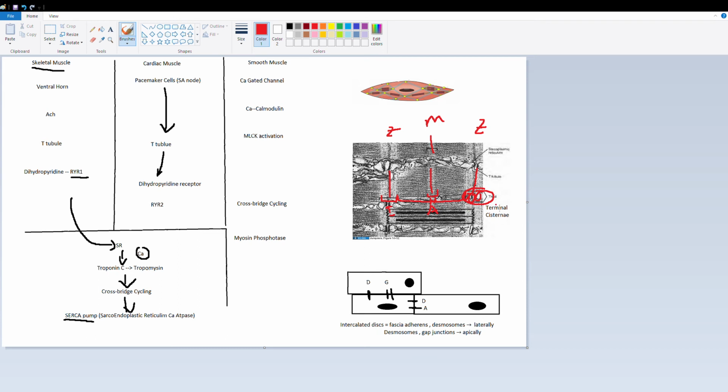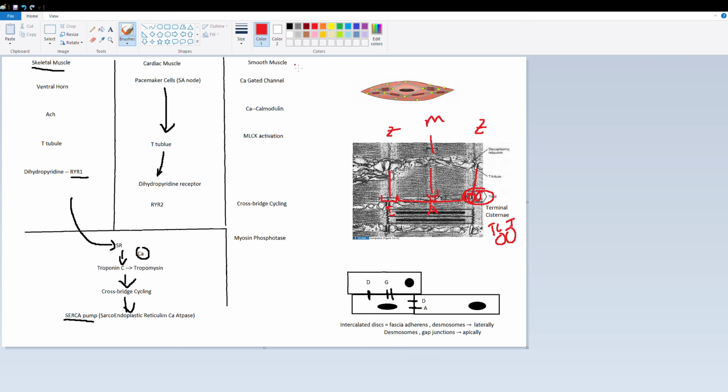This triad structure is not found in cardiac muscle. So in cardiac muscle we have the same striation structures, but instead we have something called a dyad, where we have only one T-tubule and one terminal cisternae. So that's an important electron micrograph finding if you're ever asked to differentiate between the two. You have dyads in cardiac muscle and triads in skeletal muscle.